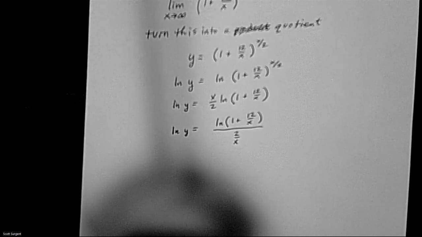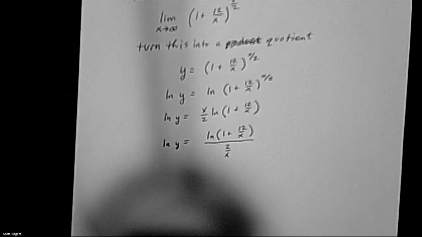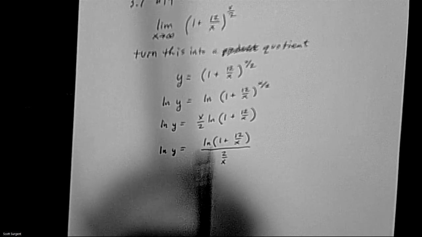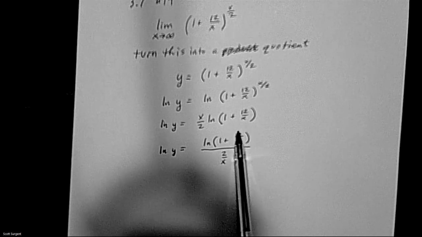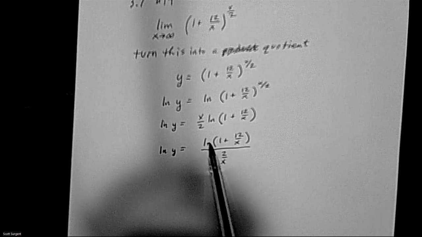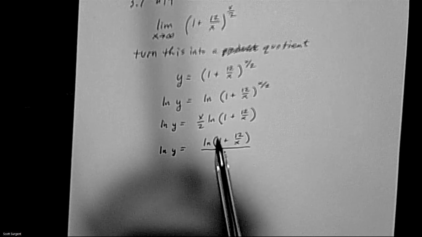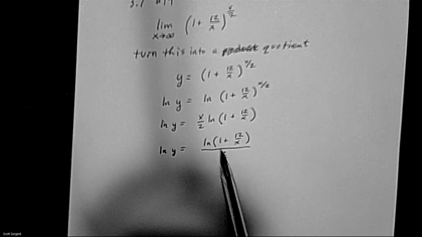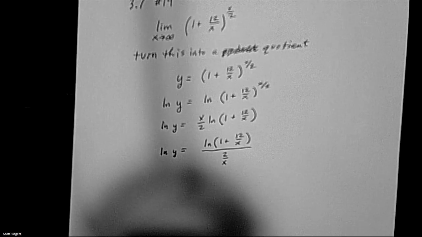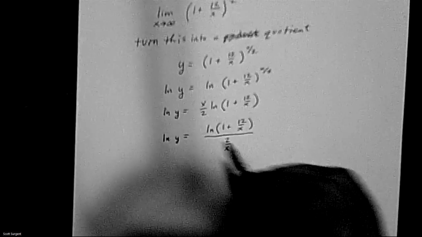Okay. Now I'm going to verbally just kind of talk myself through the limit here. If I let x go to infinity, 12 over x just gets really small, so I have ln 1, which is 0. And then 2 over infinity is essentially 0. So basically, this does satisfy L'Hopital's conditions. So we differentiate.